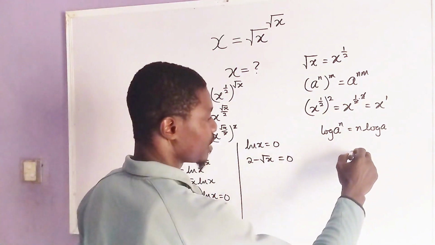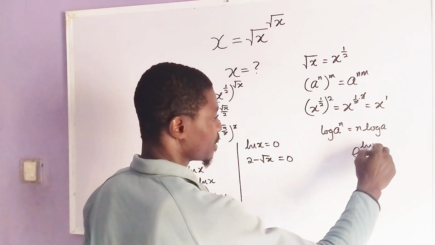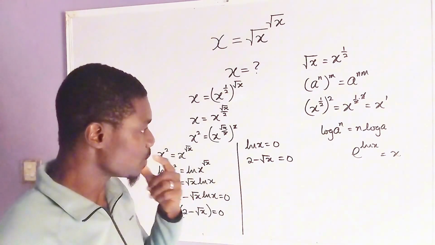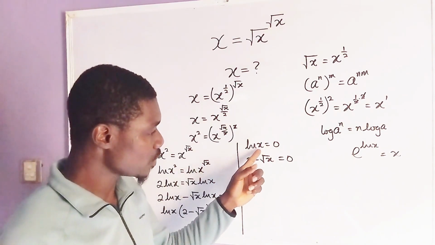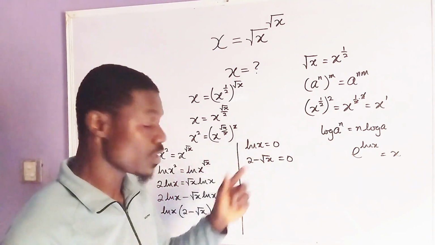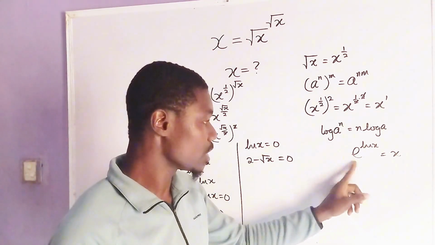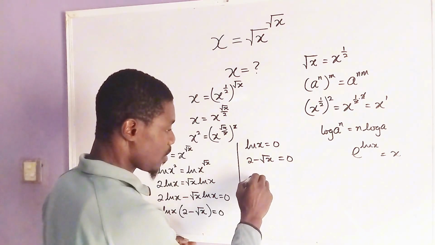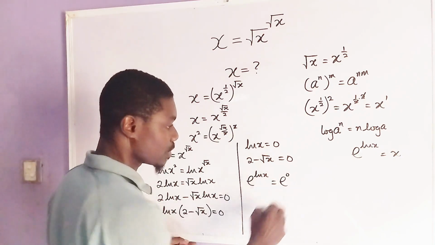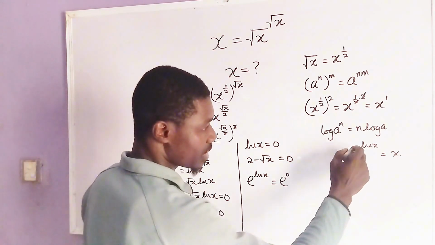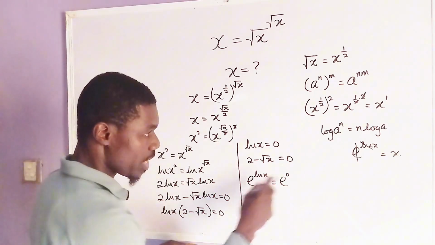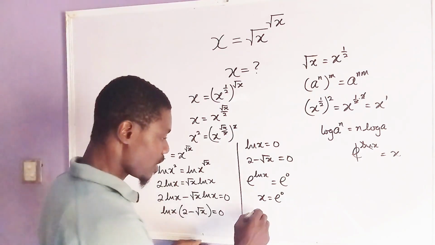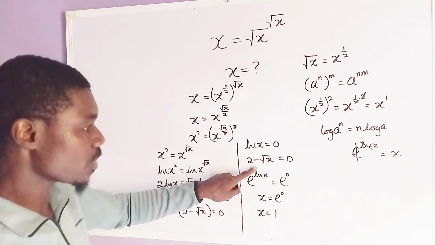Let's take note that when you have e raised to the power of ln x, this will give us x. So for us to get x from ln x, what we need to do is to apply e to both sides of the equation. When we do that, we have e raised to the power of ln x equals e raised to the power of 0. At this point, e eliminates the ln, so we are left with x, which equals e raised to the power of 0, and this will give us 1. So the first solution here is x equals 1.